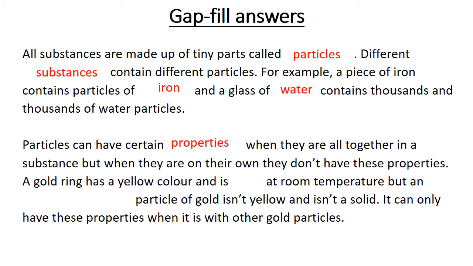Particles have certain properties when they're all together in a substance, but when they're on their own, they don't have these properties. A gold ring has a yellow colour and is a solid at room temperature, but an individual particle of gold, so an atom of gold, isn't yellow and isn't a solid. It can only have these properties when it is with other gold particles. So give yourself a score out of 7 for that section.